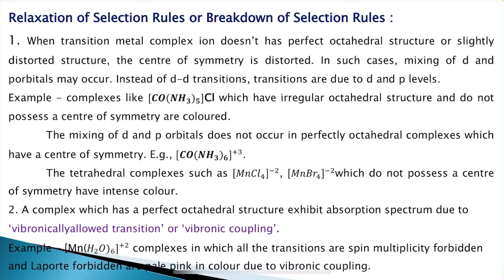The two energy states are T2g and Eg. These are the two energy states which we are going to see. The energy gap between these two states governs intensity stealing, and a well known example is, as I said, the manganese hexahydrate complex, in which all the transitions are spin multiplicity forbidden and Laporte forbidden, and it is pale pink in color due to vibronic coupling. So, these are the two relaxations of selection rules that we are going to see in electronic spectra of transition metal complexes.